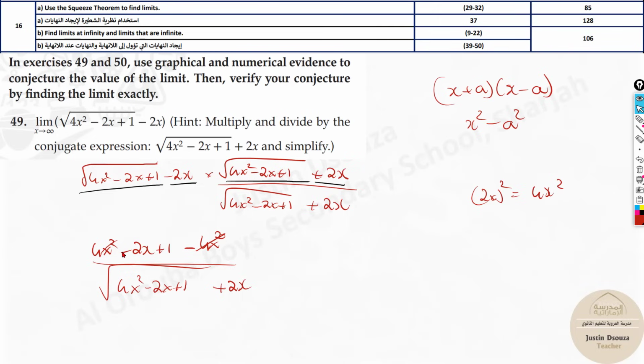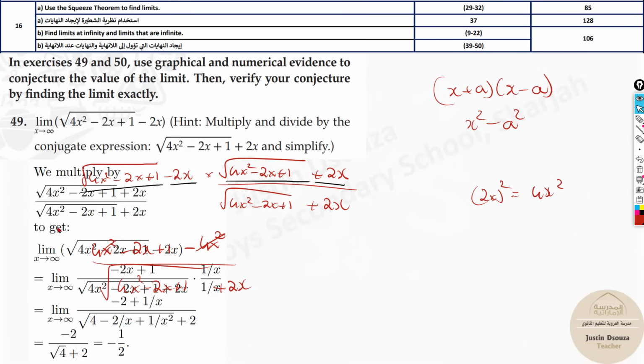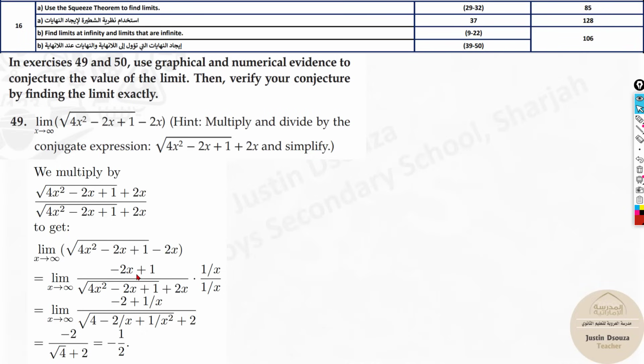And then what you basically do over here is use the identity. This is a difference of squares, a squared minus b squared. Over here we have x plus a times x minus b, which will be x squared minus a squared. So the first term squared, this we got, minus the second term squared, we got this. The 4x squared cancels, and what is remaining? This term. Minus 2x plus 1 divided by the square root of 4x squared minus 2x plus 1 plus 2x.